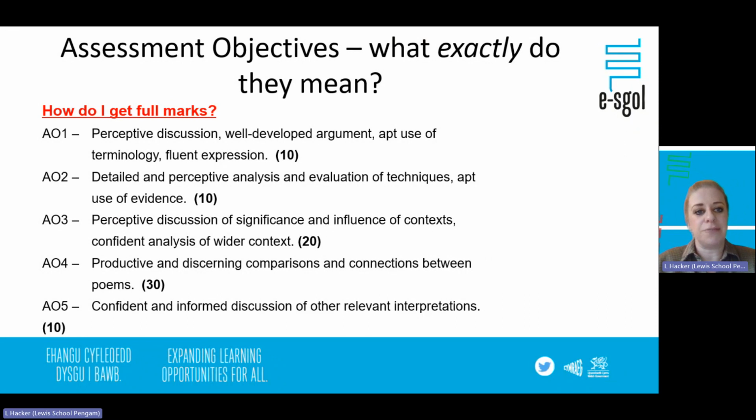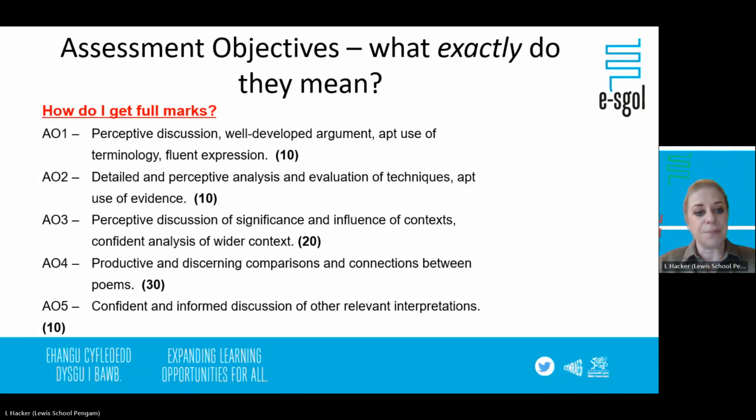AO2 then. Band 5 responses are detailed, showing perceptive analysis and evaluation of techniques with apt use of evidence. So we can separate that then into 2 sections. We've got that detailed and perceptive analysis, and we've also got apt use of evidence, of textual support. Now for those 10 marks, there are 2 sections there. It's your ability to demonstrate detailed and perceptive digging in and analysis of what the language, form and structure that the poets have used, but also your ability to use apt textual support to back up those answers and those assertions that you have made.